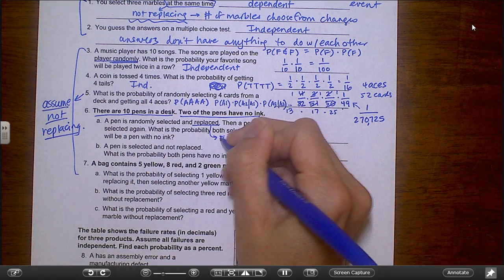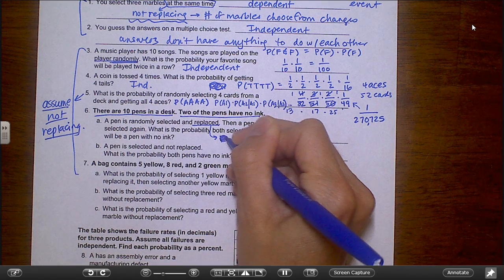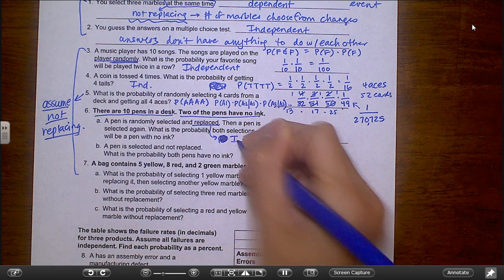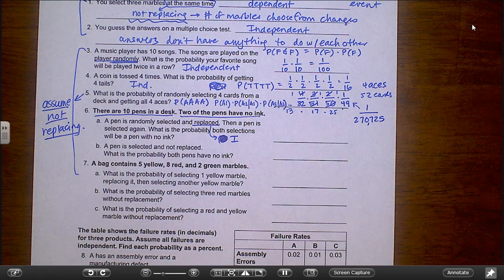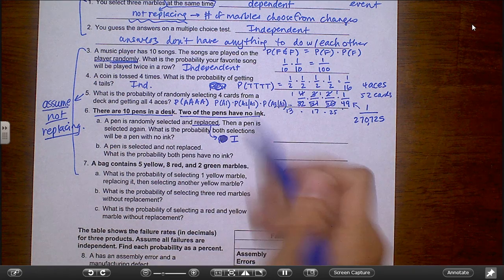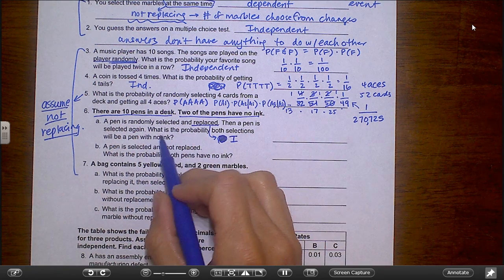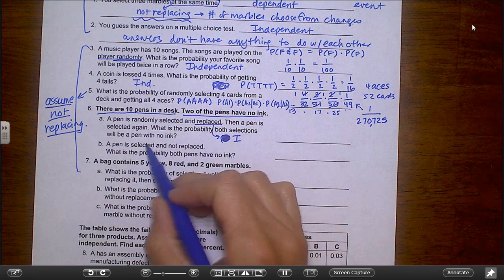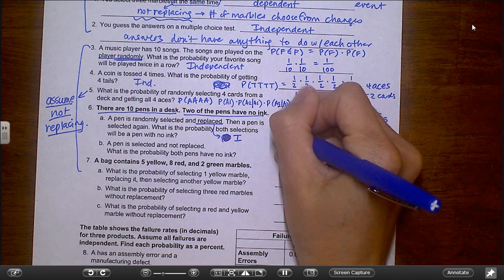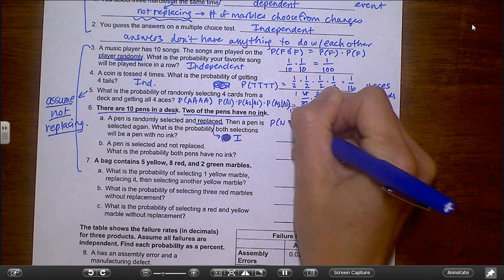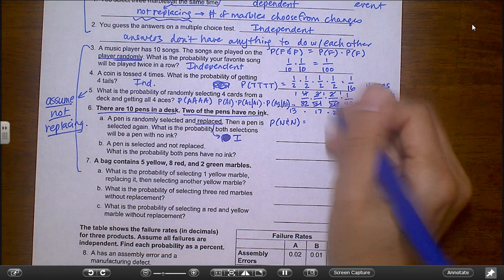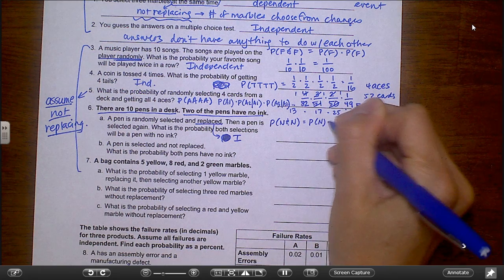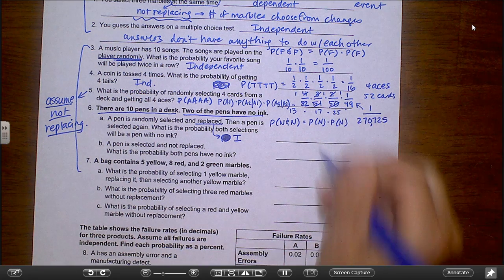I'm sorry, I said replaced and that was dependent and I didn't mean that. Replaced is independent. Then a pen is selected again. What is the probability both selections will be a pen with no ink? Okay, so probability of no ink and no ink, but with replacement, which is the probability of no ink times the probability of no ink.